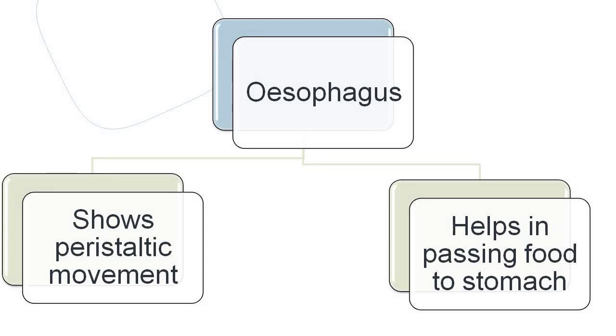Then it passes into the esophagus or food pipe. This esophagus has a thin lining of muscles which contract and relax rhythmically. These movements are called peristaltic movements, and these movements help the esophagus to push the food into the stomach.